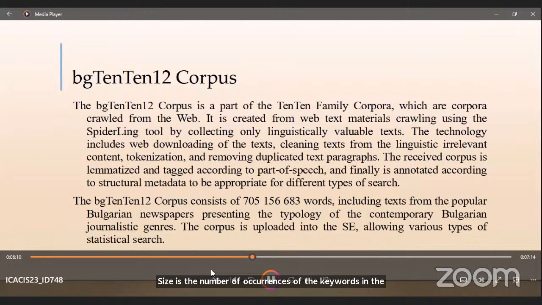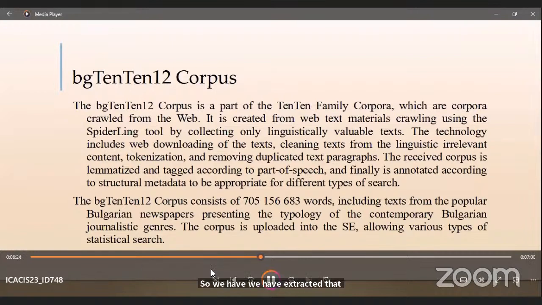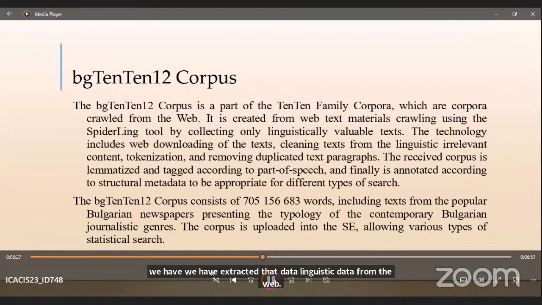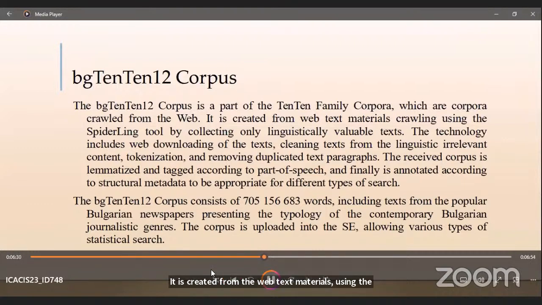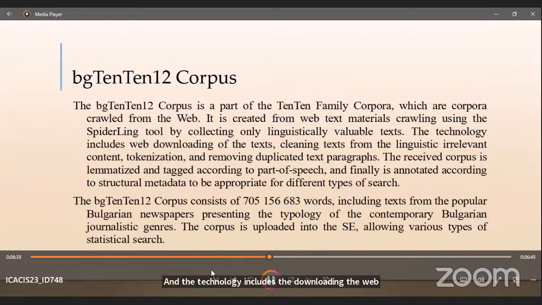As a database, we have used the BG1010 corpus, which is from the 1010 family of corpora crawled from the web. So we have extracted the linguistic data from the web. It is created from web text materials using the SpiderLink tool, which collects only linguistically valuable text. The technology includes web downloading of text, cleaning the text of linguistically irrelevant content, tokenization, and removing duplicated text paragraphs. The received corpus is lemmatized, tagged according to part of speech, and finally annotated.